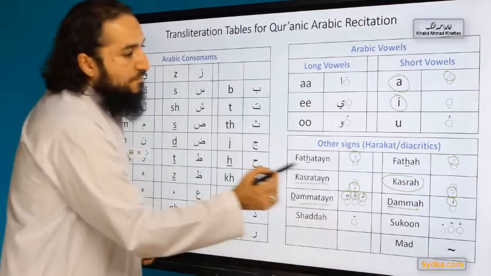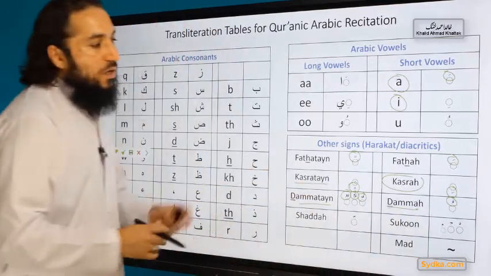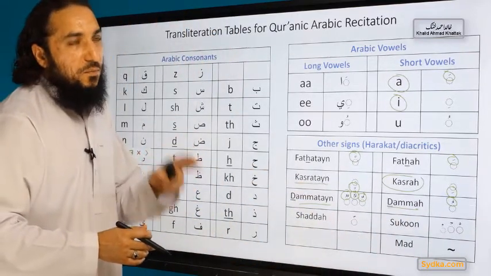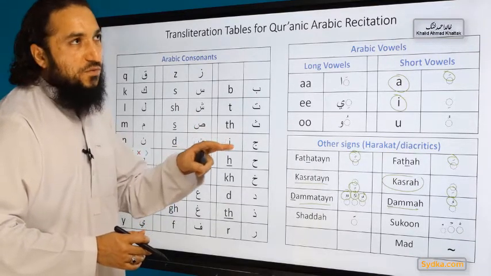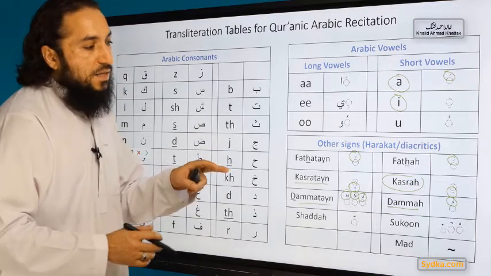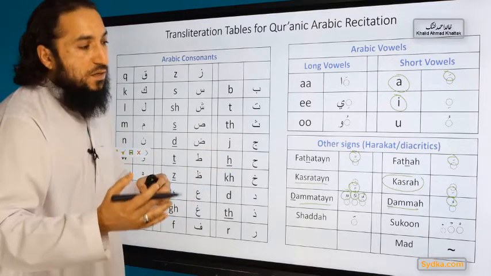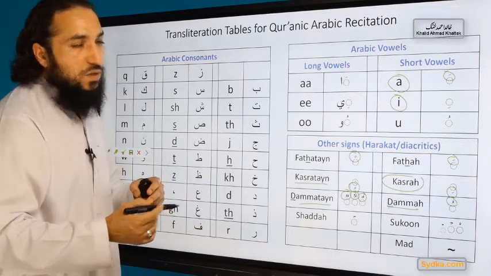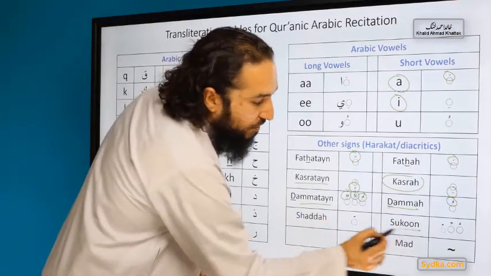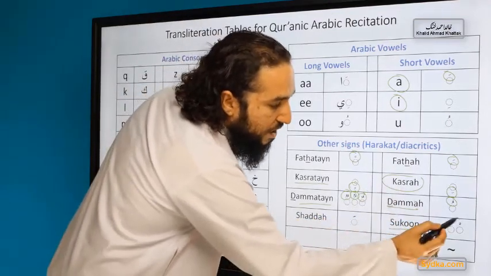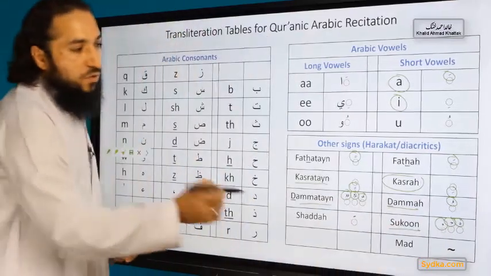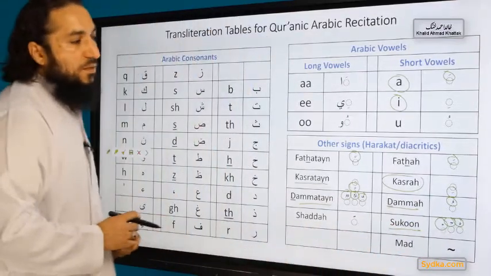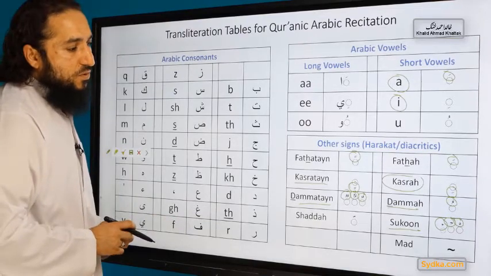And when there is no fatha, dhamma, kasra, or fathatain, dhammatain, when you have none of these signs on a letter, then that's called absence of haraka. Absence of haraka is called sukoon. So again, you can see different ways of writing them. They all mean the same. Absence of haraka, that's called sukoon.